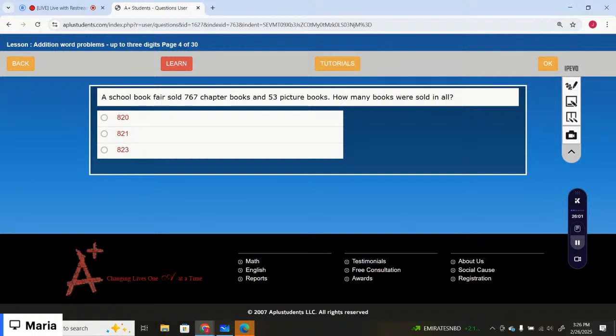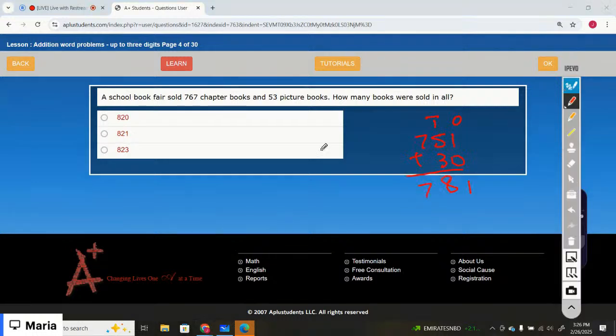A school book fair sold 767 chapter books and 53 picture books. How many books were sold in all? So you have to add 767 plus 53, which is the correct option.